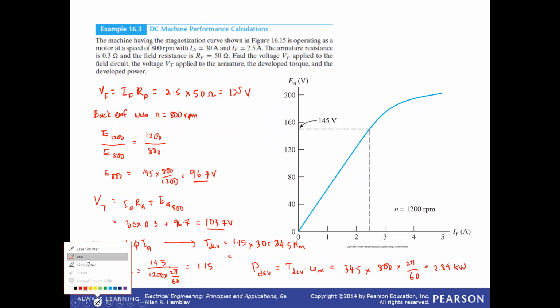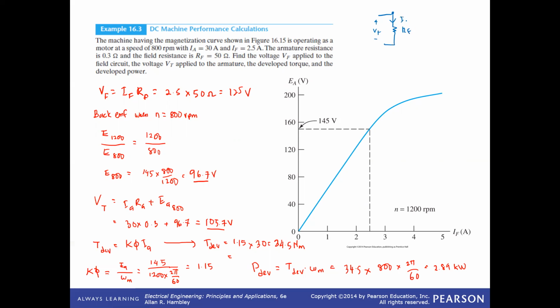To find VF is very simple and straightforward because we already know that the field circuit contains VF and only a resistor. So from here we can calculate VF. IF is given as 2.5, RF is 50 ohms, so VF is 125. And then the next one is to get V terminal. V terminal is for the armature circuit, so IARA plus EA.